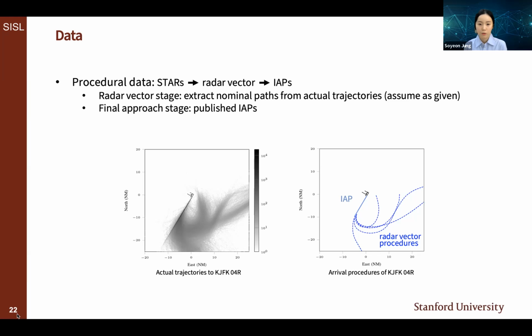The figures show the arrival trajectories and the procedures for JFK runway 04 right. We can see that there are different radar vector procedures depending on where the aircraft are coming from. Then they merge into a single IAP.